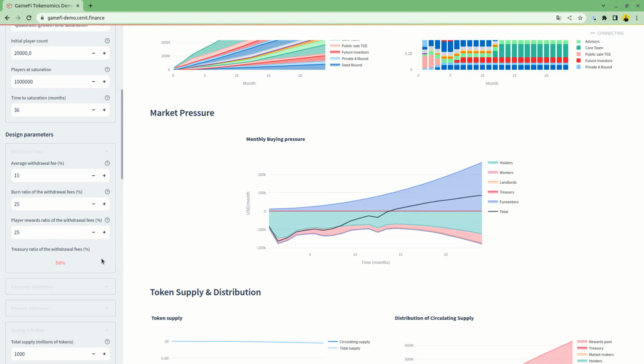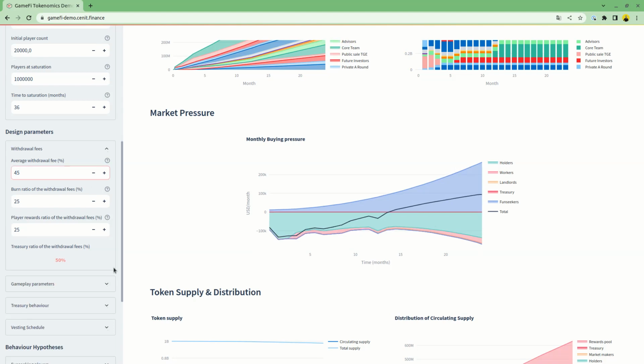So what we can do is increase the average withdrawal fee, which was set to 15% initially, and we will be setting it to 45%, for example. And there are two things that we are going to achieve with this. First of all, the token price is going to go up, because the selling pressure coming from the workers is going to be lower than before.